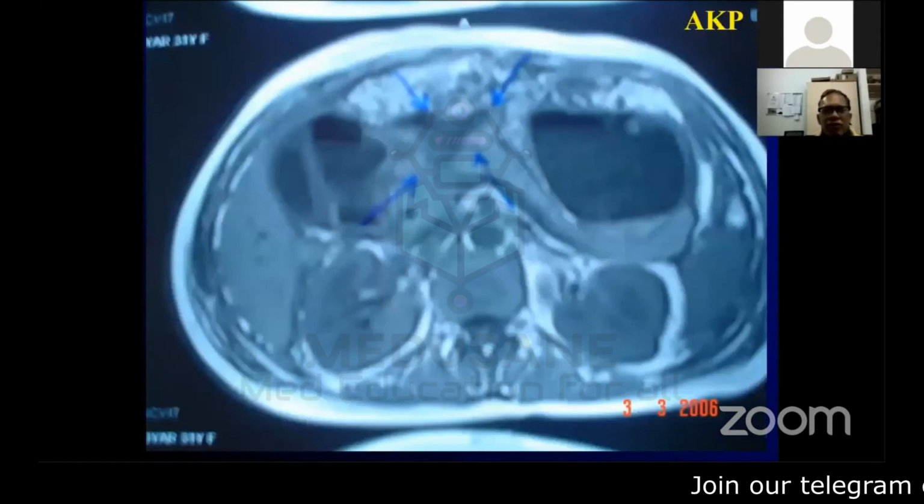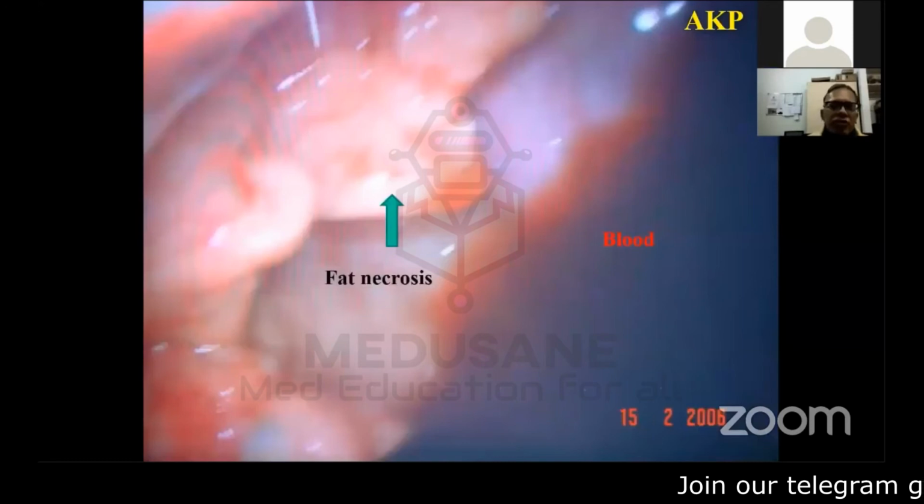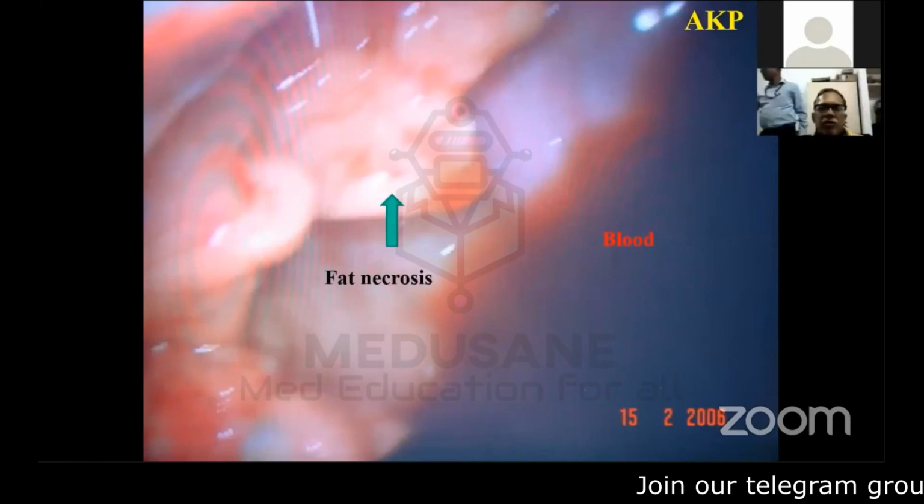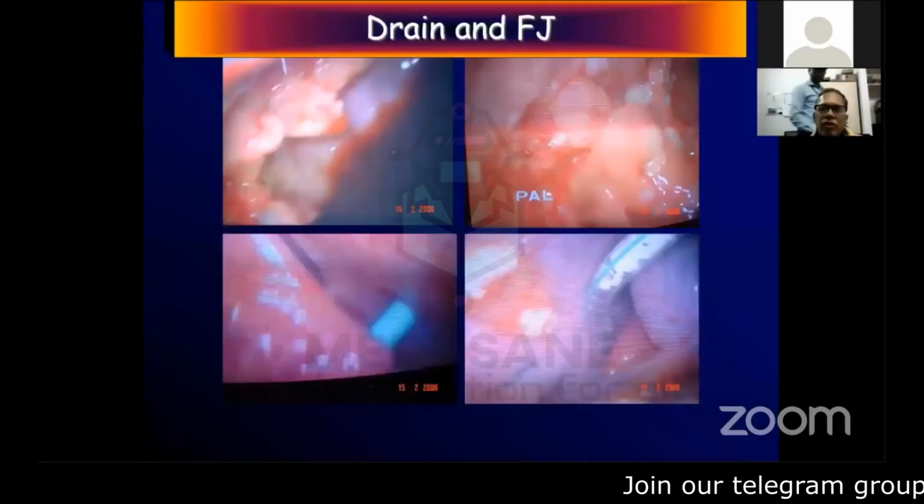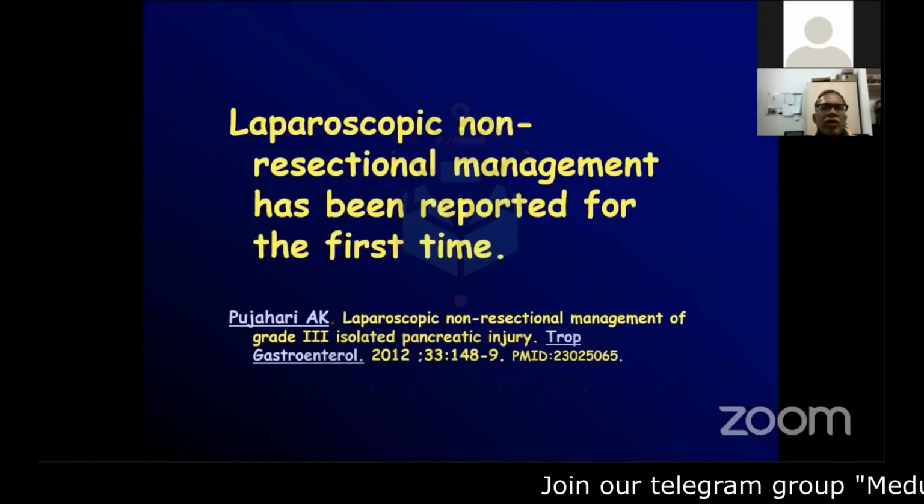MRI and follow-up. When you do a laparoscopy in this situation, fat necrosis is the telltale sign of pancreatic injury. There is blood, and fat necrosis equals pancreatic injury. Here, non-operative management is done. Do a laparoscopy, do a feeding jejunostomy, and put a drain to drain out the pancreatic juice. What happened? The pancreatic juice that comes out was refed through the feeding jejunostomy, and the patient did well. Subsequently, he develops a stricture. I published this case report; non-operative, non-resectional management has been reported for the first time.